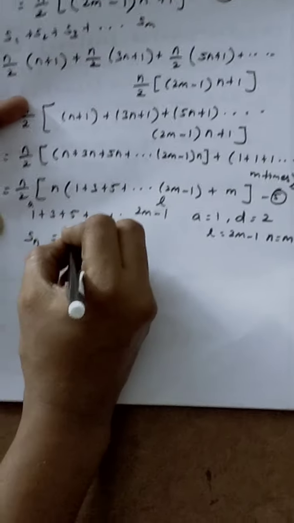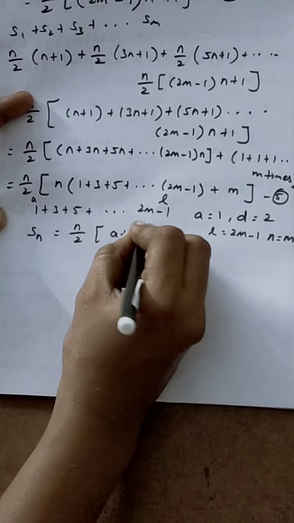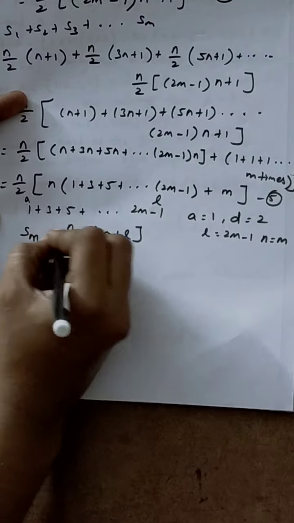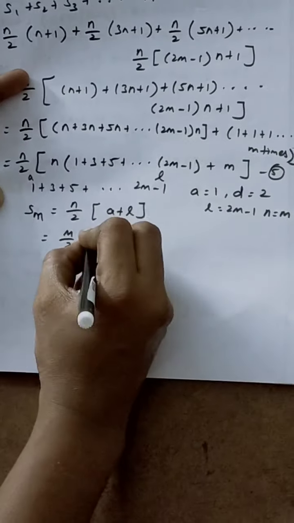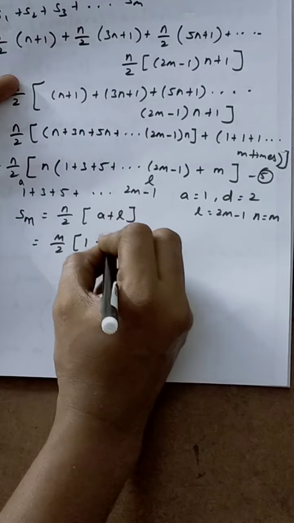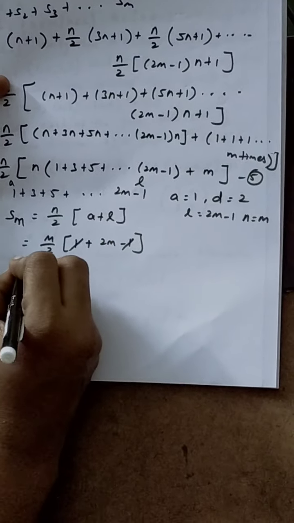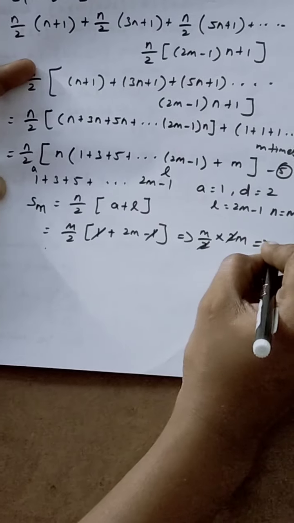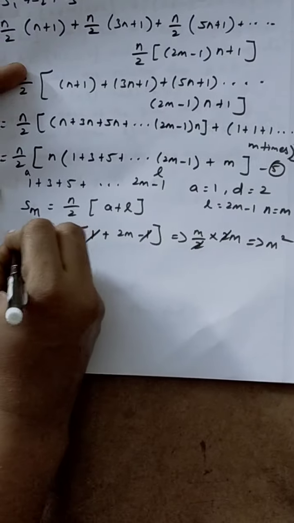So the formula is Sn equals n by 2 within bracket, since the last term is given, apply a plus l. Here n is m only. So m by 2 within bracket, a equals 1 plus the last term 2m minus 1. So directly cancel by 1. So m by 2 into 2m. The 2 cancels, so the answer equals m square. Sm equals m square.